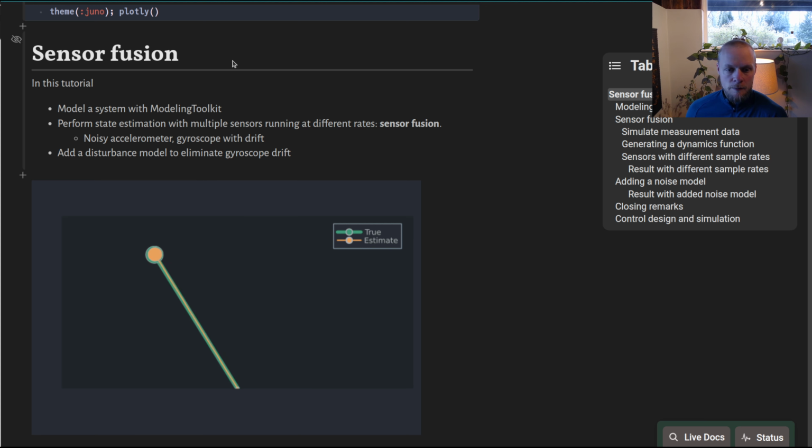And the sensors we'll make use of today is an accelerometer that is noisy and slow. And then we have a gyroscope, which has nicer measurement readings, and it's a bit faster, but it is subject to some numerical drift over time. And we will take care of that drift by adding a disturbance model to our state estimator so that we can eliminate the gyroscope drift.